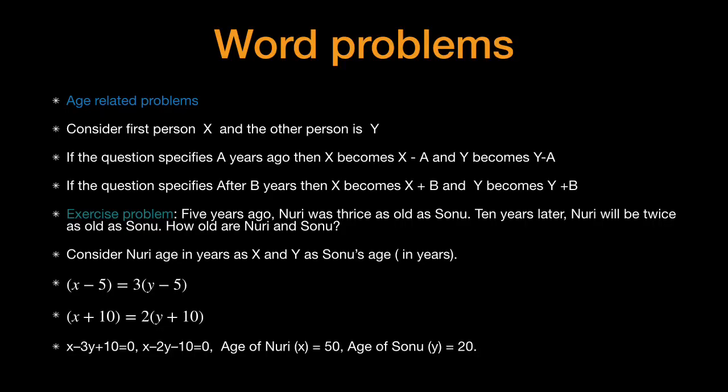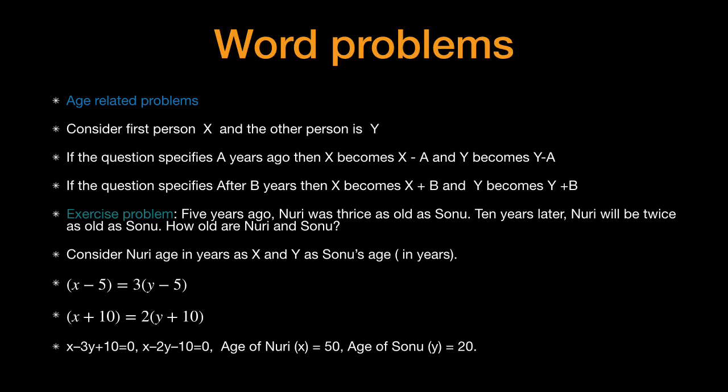Problems based on ages can be easily solved using linear equations. So you have to consider the first person's age as x and the other person's age as y. Based upon the question, you have to either add or subtract the number of years given in the question. To understand better, we will look into an example.